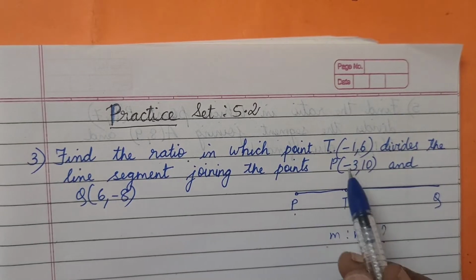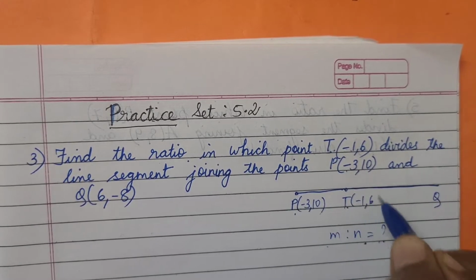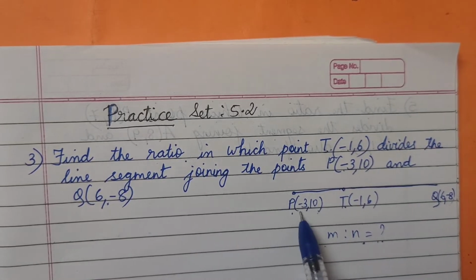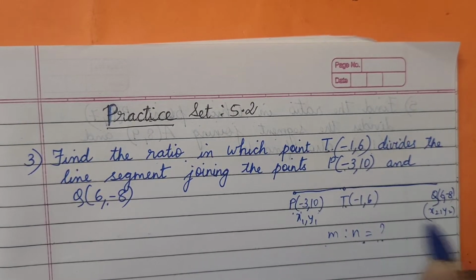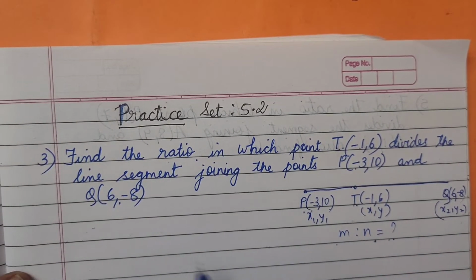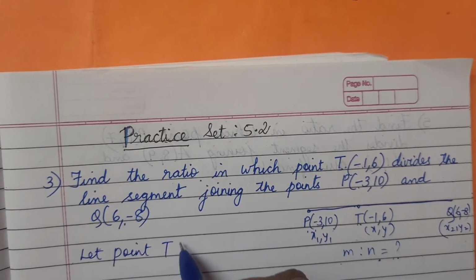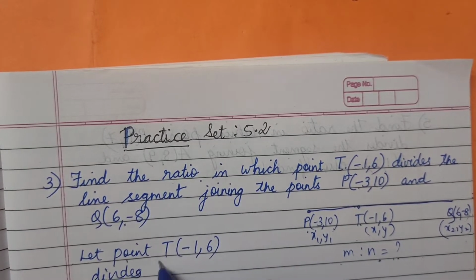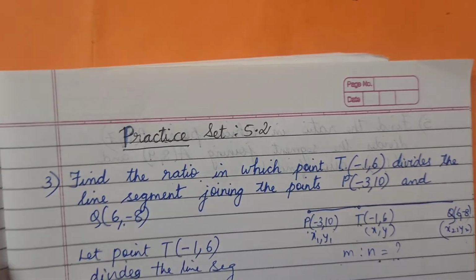So what is given? The point P is (-3, 10), the point T is (-1, 6), and Q is given as (6, -8). We generally assign x1, y1. You remember the formula? This is x2, y2, and this we say as x, y. So whatever we have written here, we will write it in words. A little explanation: let point T (-1, 6) divide the line segment PQ.